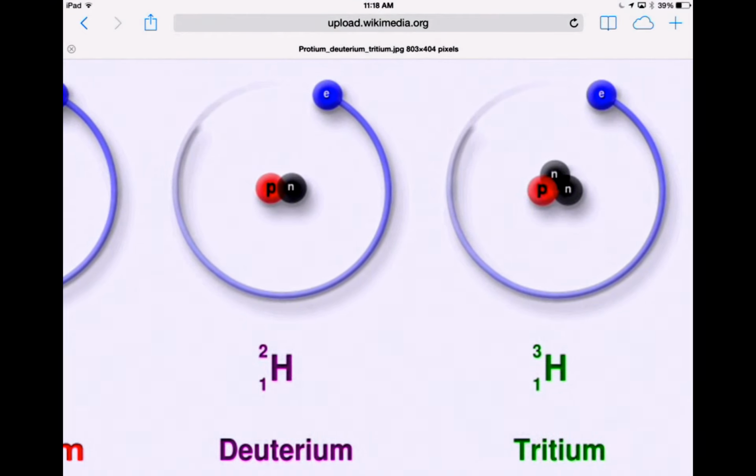Now, we call these things isotopes. It's the same element, but it's heavier. That's because it's got more neutrons in it. If you look at tritium over here, that's when hydrogen has 2 neutrons in its nucleus. It doesn't change it from being hydrogen, it's just making it heavier. It still has the 1 electron whizzing around the outside.